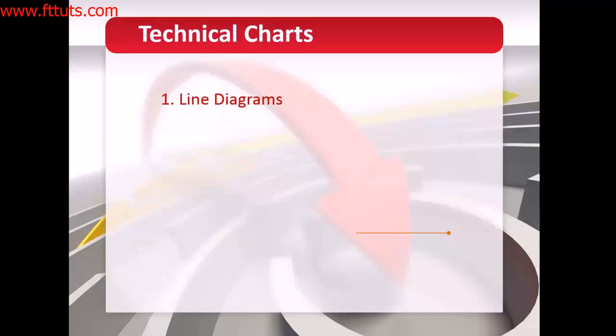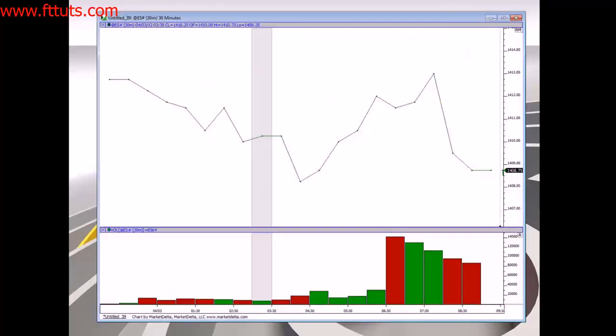Now, some of the technical charts you may be familiar with are things like line diagrams. A line diagram is a very simple chart. If you take a look here, I have a line diagram, and it is based on the close of a period, in this case a 30-minute period. Every time that period closes, it plots a dot. So I have a bunch of dots here, and this gives me a pretty good idea about price action in the market, which way it is going and how it is moving.